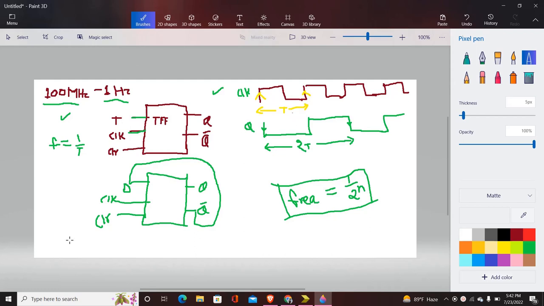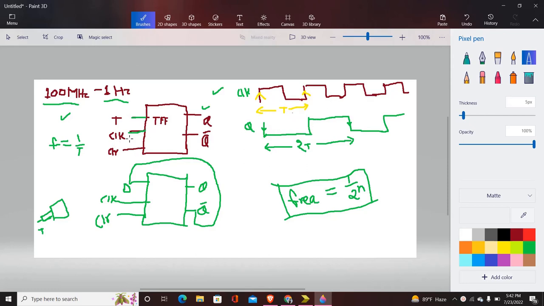Basically JK looks like this, J and K, and when J and K are shorted together, it is called a T flip-flop. So T is the combination of JK. And now coming towards the pattern created by the output, it is the timing diagram that shows the division of frequency.